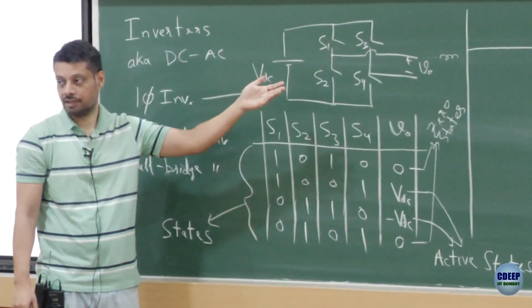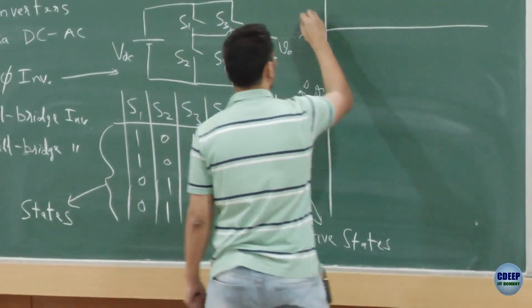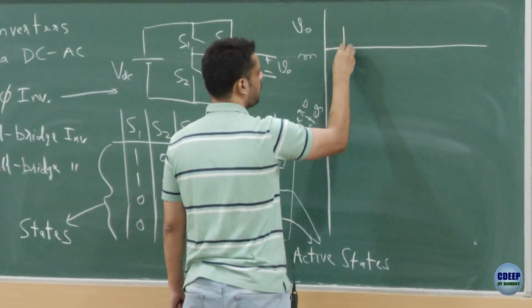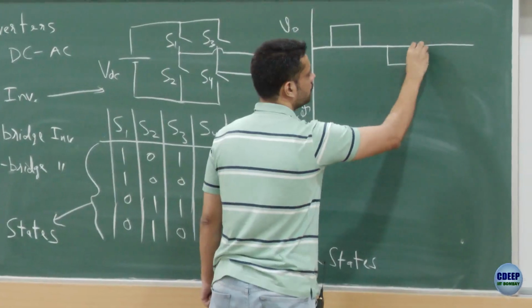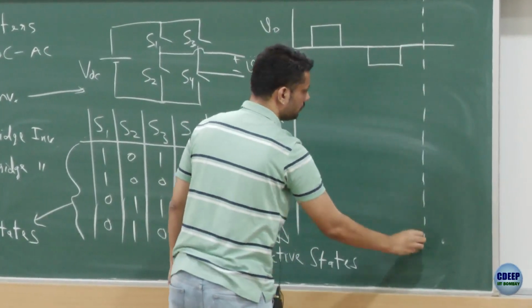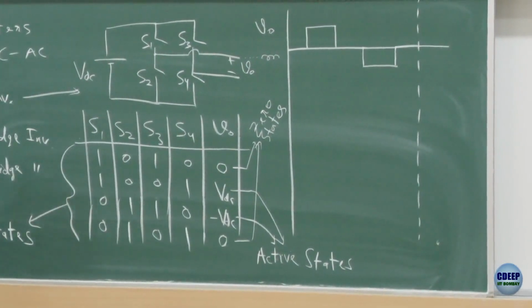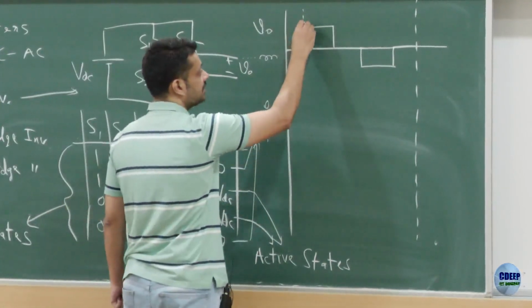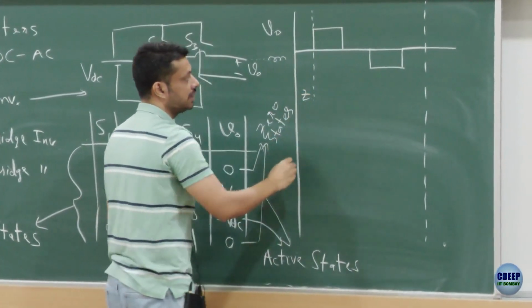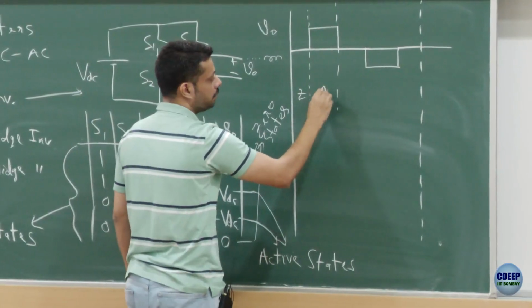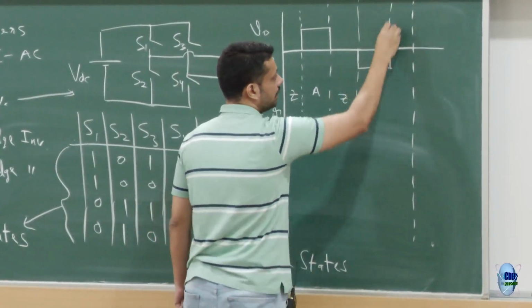Okay, so now if you have to use these four states and you have to produce an AC output voltage, you can do multiple things. Ideally, what you want at the output is, let's say, something like this. So if this is what you want at the output, you understand that in the first region you want a zero state. Here you want an active state with plus VDC. Here you want another zero state. Here you want another active state, and here you want another zero state.